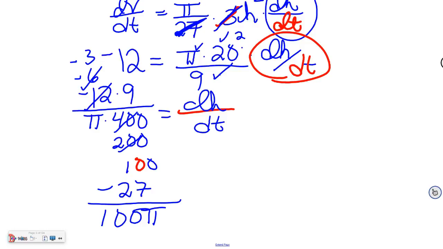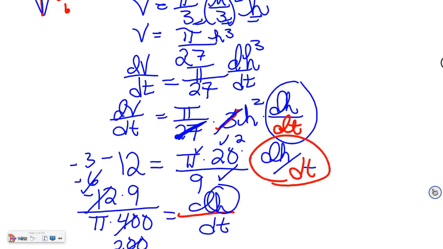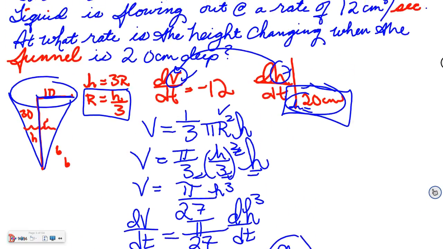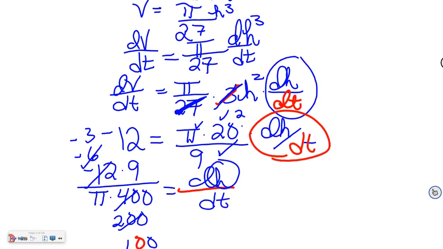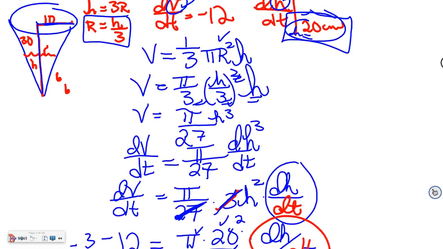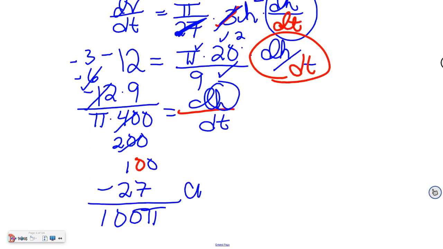Now it needs a label. It's the rate that the height is changing, so the height changing over time. In this problem, the height was given in centimeters, and this is per second. So we would write centimeters per second. There you go. And that's both of them.